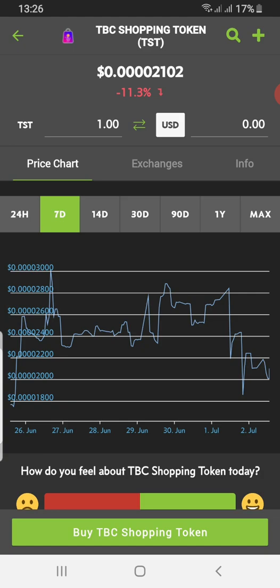So when people sell, it comes down. When people buy, it goes up. That's the way the market is. This is raw data, not manipulated, showing buying and selling activity that is happening in the TST market. So that's number two.